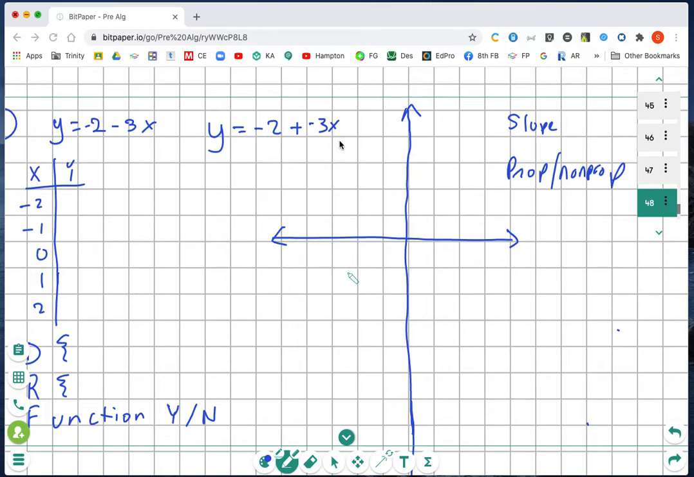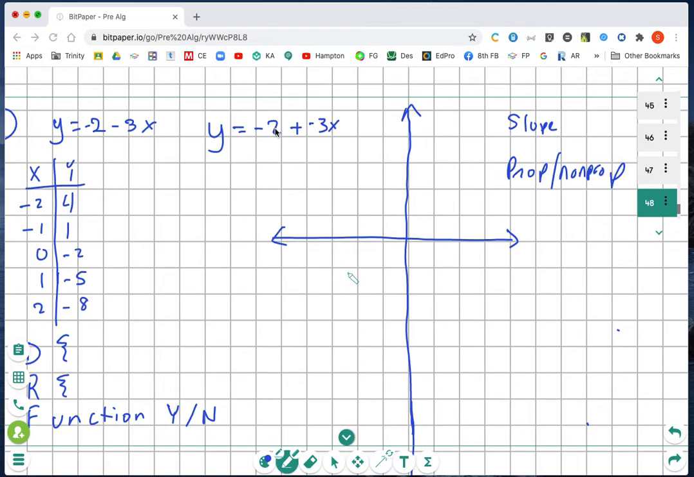Now I can go to my calculator and I can do -3 times -2 is +6 plus -2 would give me 4. -3 times -1 is +3 plus -2 gives me 1. -3 times 0 is 0 plus -2 is -2. -3 times 1 is -3 plus -2 is -5. And -3 times 2 is -6 plus -2 is -8.